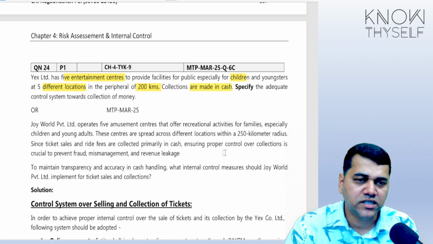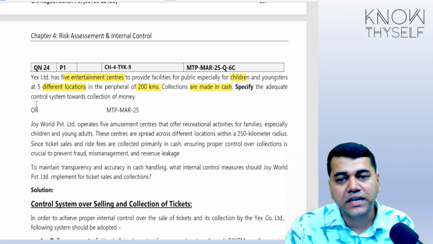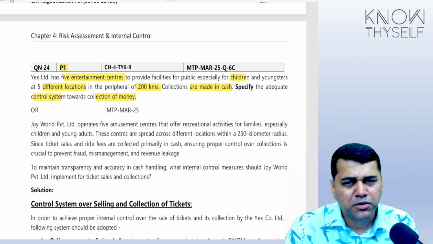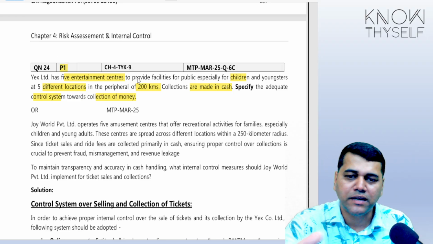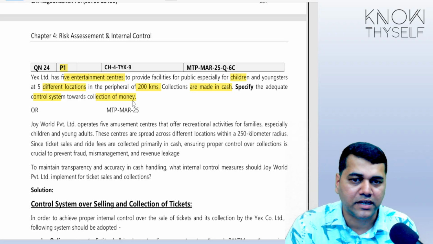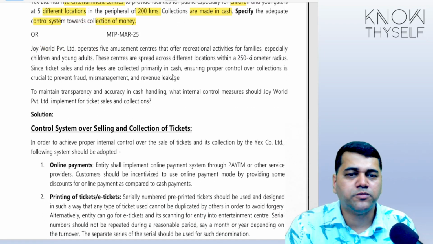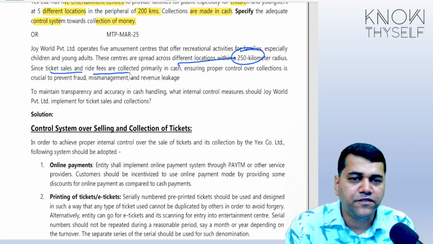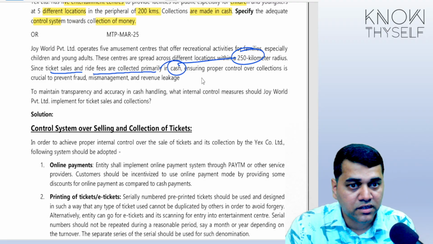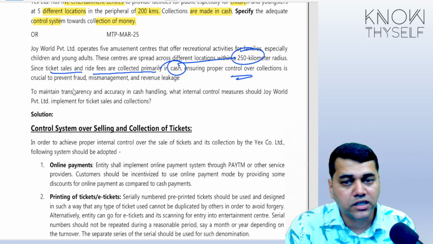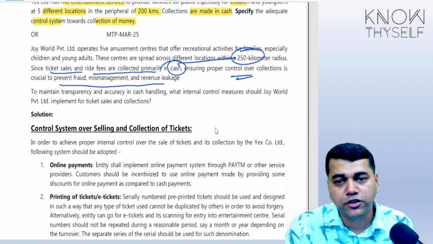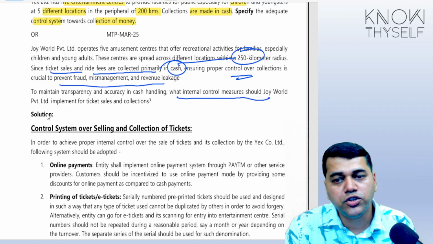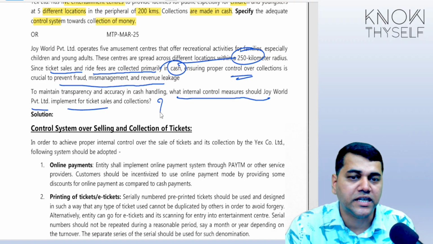Collections are made in cash. Specify the adequate control system towards collection of cash. See, I have marked it as priority 1, because these are like other questions, friends, random questions. So you may have to remember and practice this. So they have got the spread across different locations within the 250 kilometers. Ticket sales and ride fees are collected in cash. Danger. Ensuring proper control over the collection is very crucial for management and revenue leakage. To maintain transparency, what control measures would Joy Private Limited implement in the ticket collections?